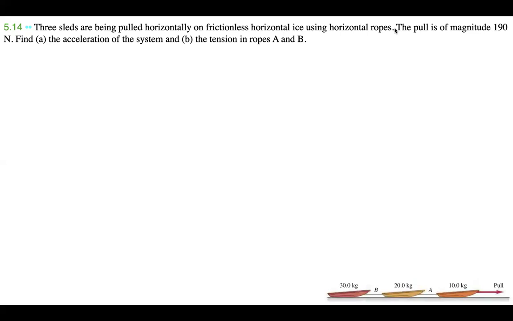Okay, so we're lucky because we actually have a diagram to accompany this problem, but we're going to go ahead and draw a free body diagram of this, or multiple free body diagrams of this diagram. Okay, so we have three sleds and they each have a different mass, right? So let's just call them R for red, yellow, and then orange.